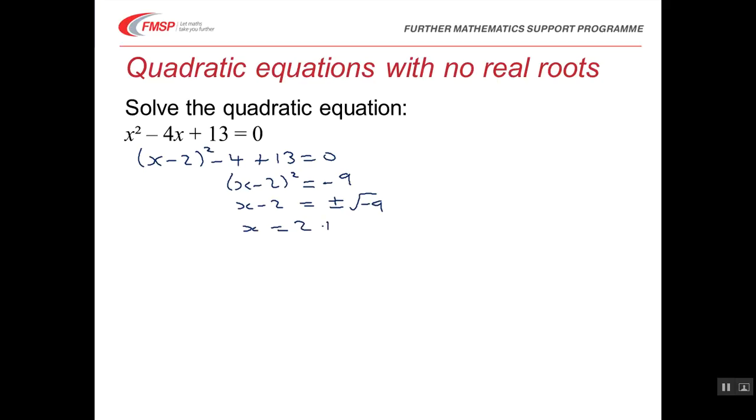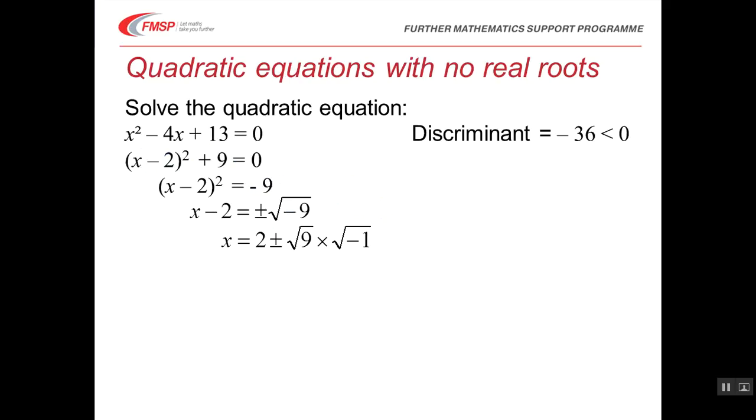x equals 2 plus or minus the square root of minus 9, which can be written as the square root of 9 times the square root of minus 1 using my laws of indices. So now we have a quadratic equation where the discriminant was minus 36, which is a negative number, so we would expect non-real roots. We've got x equals 2 plus or minus root 9 times root minus 1.